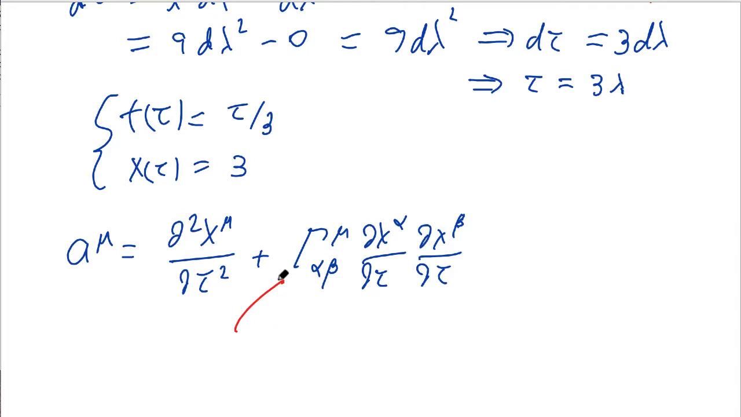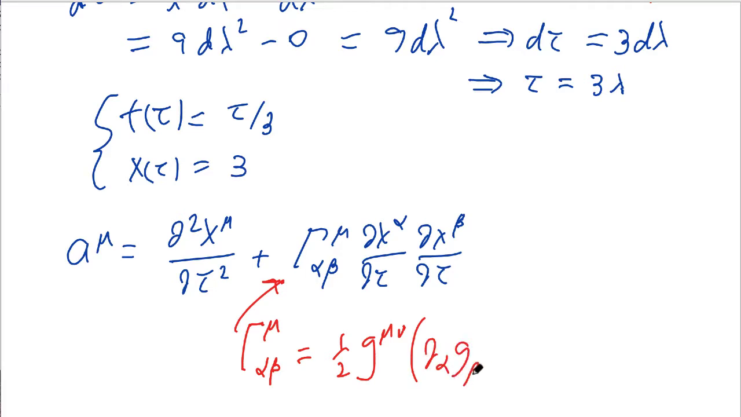Let's remind ourselves that the Christoffel symbols can be written in terms of derivatives of the metric as 1/2 g upper mu nu, that's the inverse metric, times partial alpha g beta nu plus partial beta g alpha nu minus partial nu g alpha beta. So we could proceed to calculate all of these Christoffel symbols, but in this simple example we don't really need all of them. So let's hold off on that.